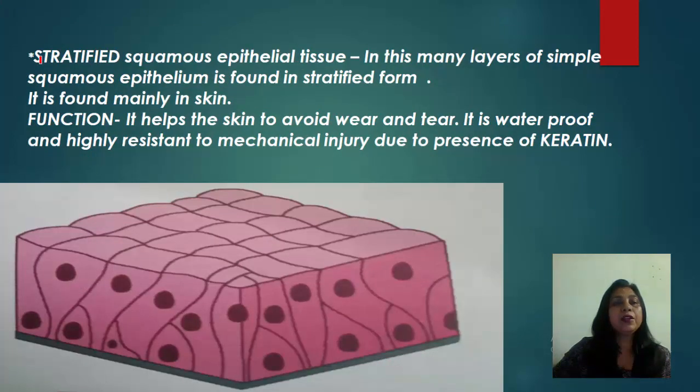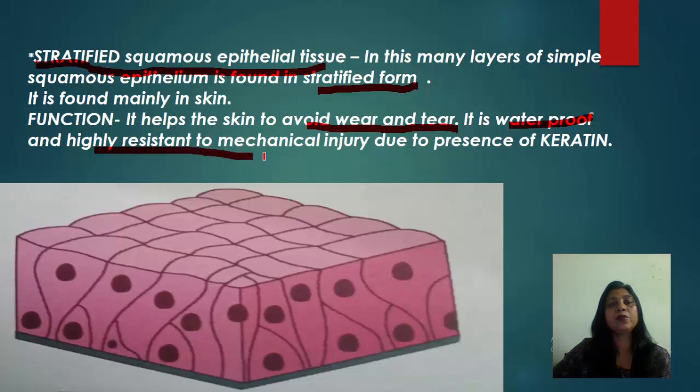Now stratified squamous epithelial tissue. As we have studied earlier, stratified means it contains many layers. In this, many layers of simple squamous epithelium are found in stratified form. It is found mainly in skin. You can see it helps the skin to avoid wear and tear. It is waterproof and highly resistant to mechanical injury due to the presence of keratin. You can see in this many layers are present. Okay.